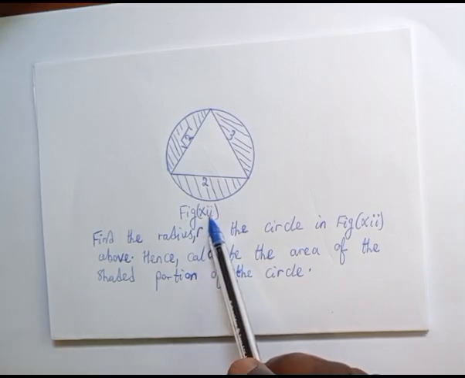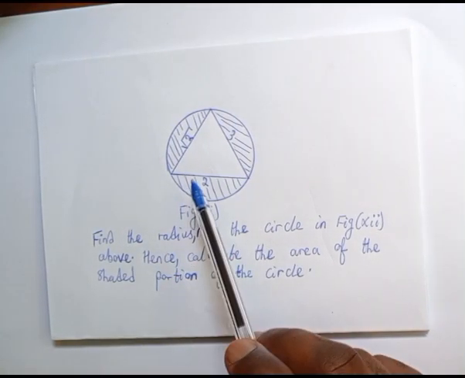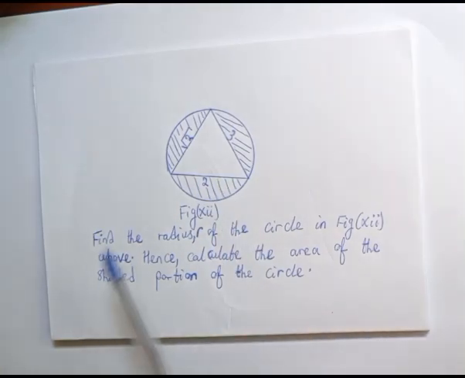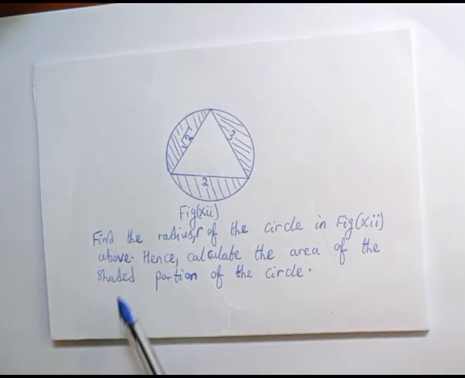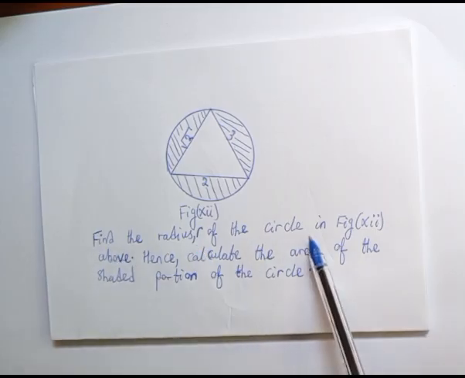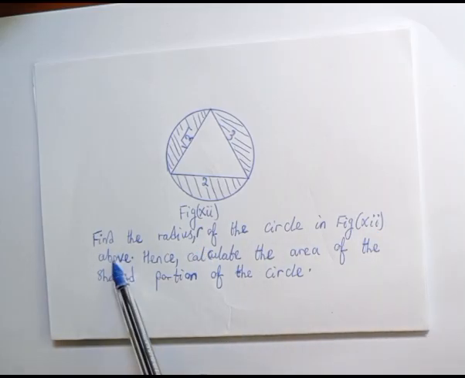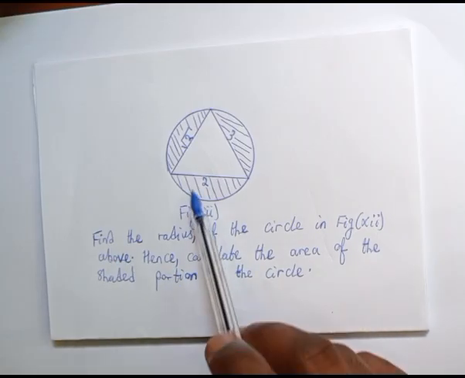Figure 12 is a circle with an inscribed triangle. The three sides of the triangle are root 2, 2 and 3. Find the radius r of the circle in figure 12 above. Hence, calculate the area of the shaded portion of the circle.